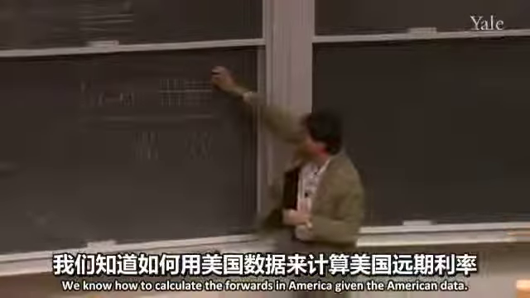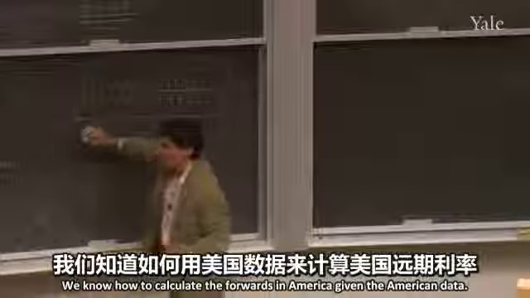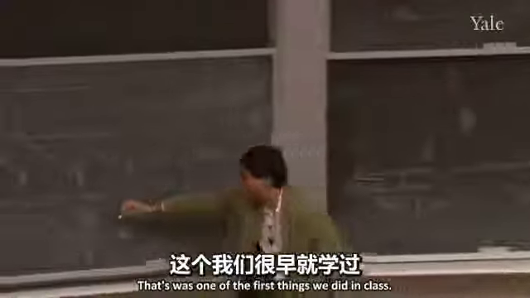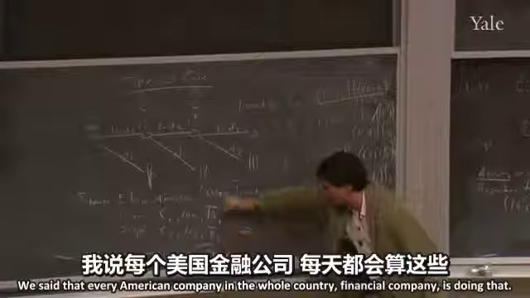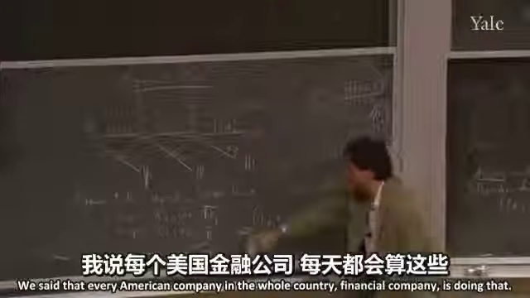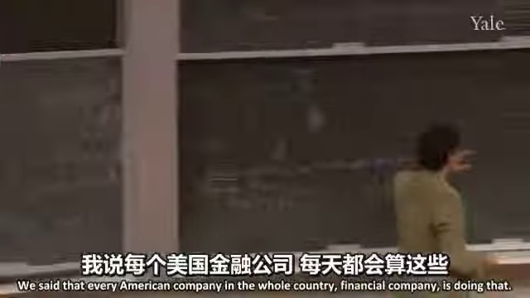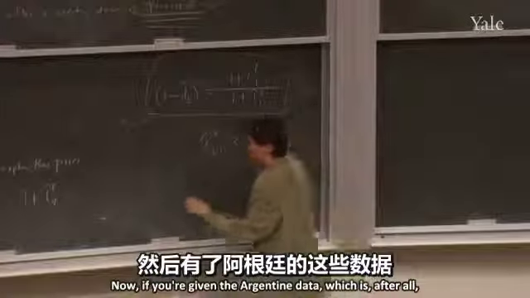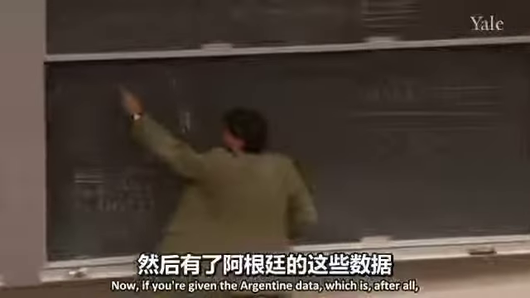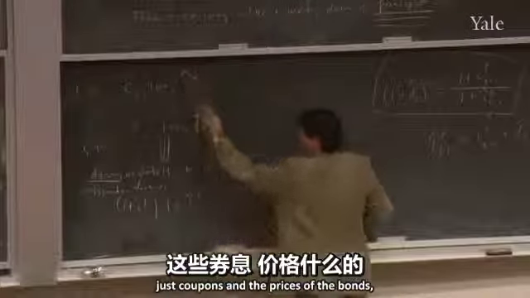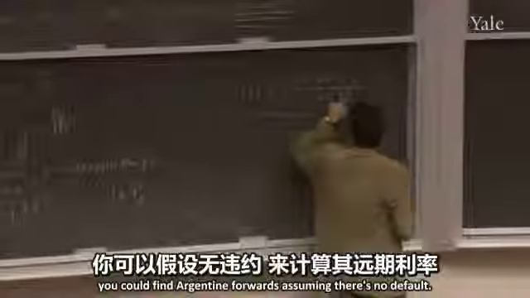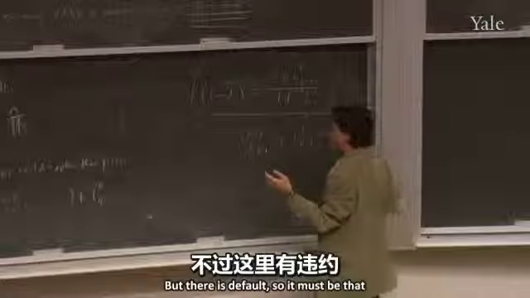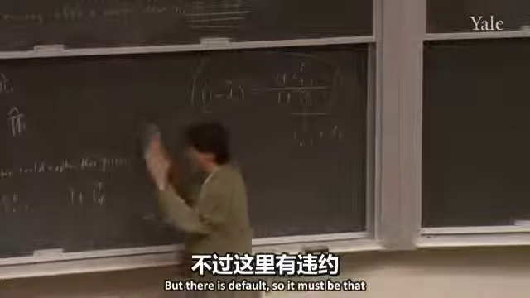Okay, we know how to calculate the forwards in America, given the American data. That was one of the first things we did in class. We said that every American financial company in the whole country is doing that. Everybody has those forwards calculated. Now if you're given the Argentine data, which is after all just coupons and the prices of the bonds, you could find Argentine forwards, assuming there's no default. But of course, there is default.